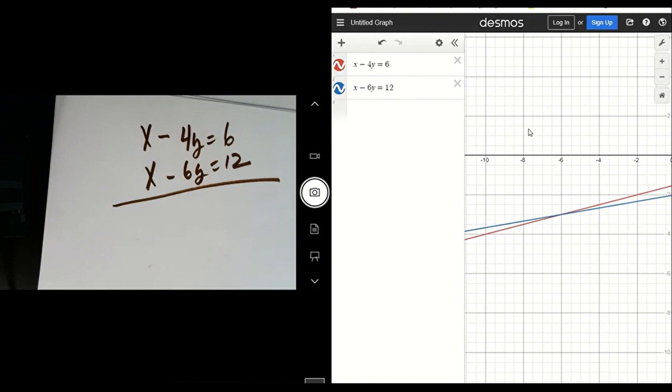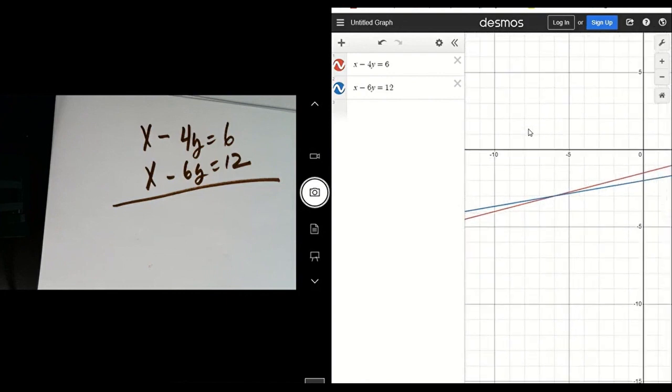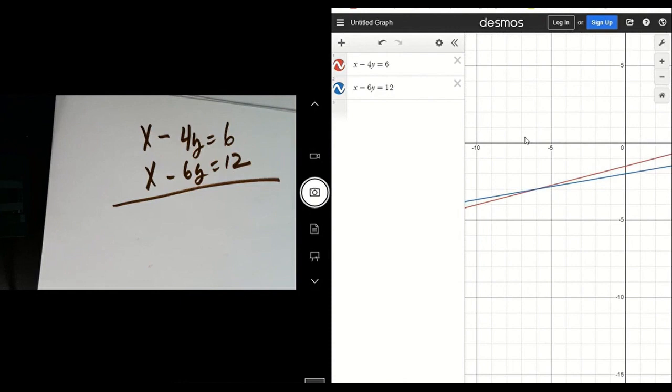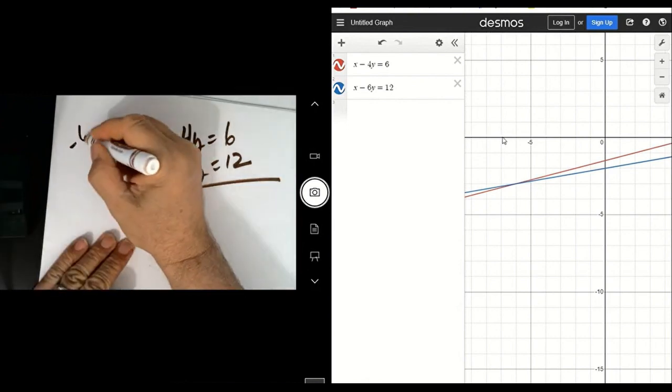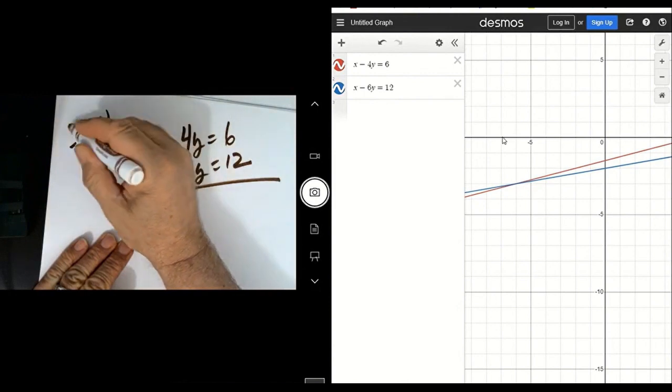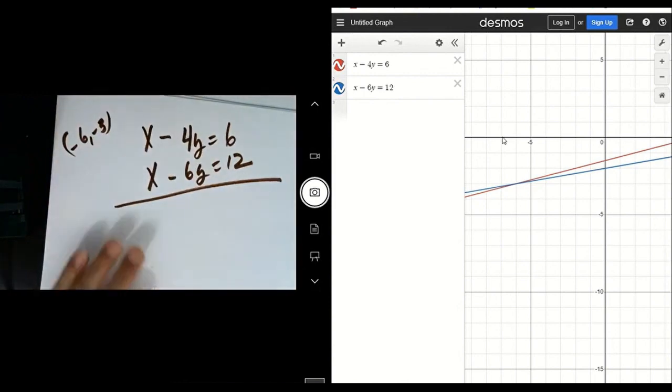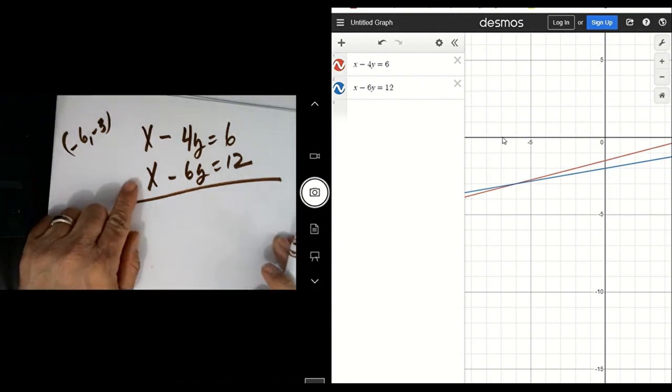And it looks like it's negative 6. Oh, yeah, negative 6 and 1, 2, 3. Negative 6, negative 3. Okay, so just to show you, it looks right there, graphing wise, that our answer is negative 6, negative 3. All right, well, we're going to find out. It's a little hard to read on the graph there, but let's go ahead and do it a couple different ways. One of the ways to do it is elimination.